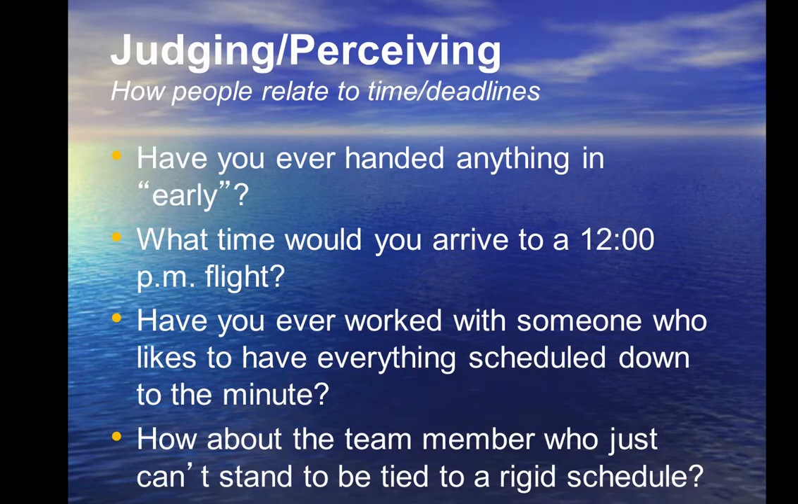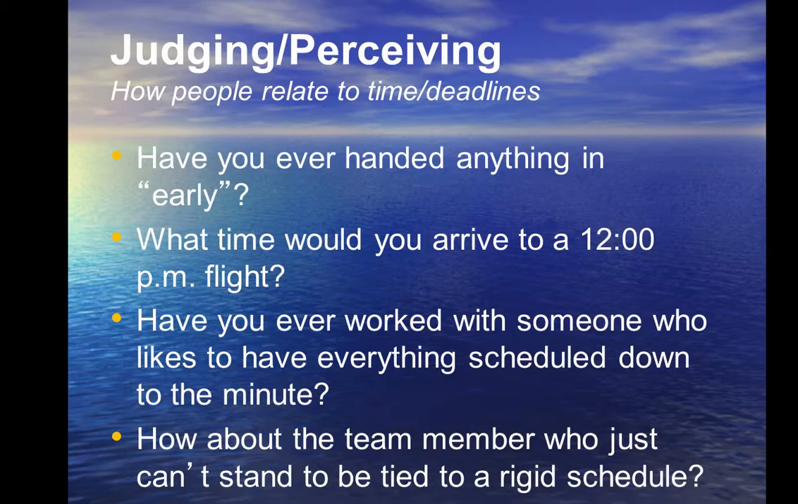Judging, perceiving. This has to do with how people relate to deadlines. So if you look at the questions on here, have you ever handed anything in early? What time would you arrive to a 12 p.m. flight? Have you ever worked with anyone who likes to have everything scheduled down to the minute? How about a team member who just can't stand to be tied to a rigid schedule? So for example, when you ask, have you ever handed anything in early, the judgers are always the ones who say, oh yeah, I have. Perceivers, never. If you ask who's ever late, judgers, not so much. Perceivers would say, yeah, I'm kind of late or very late.